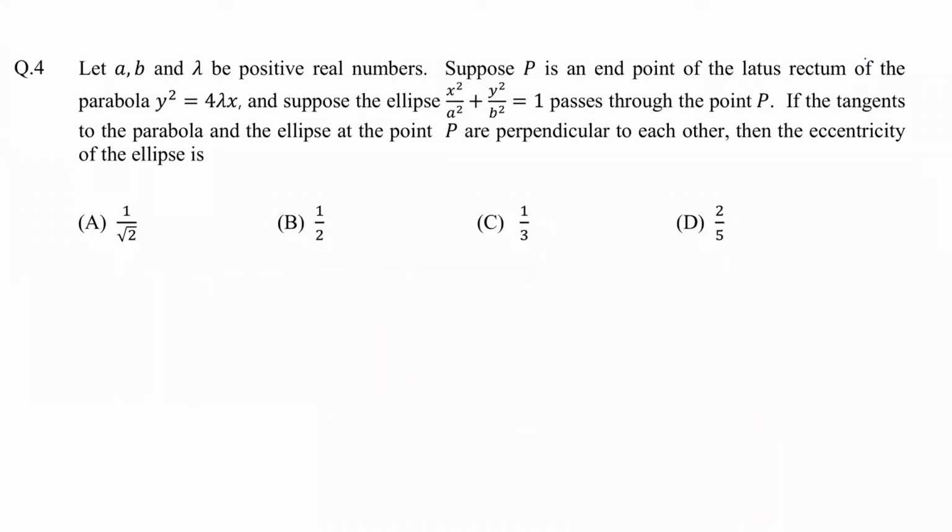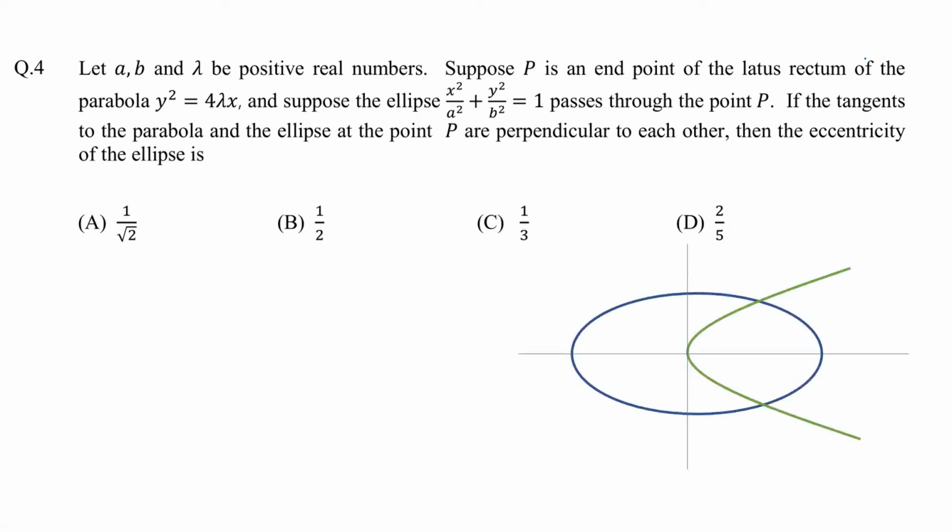Okay, so the question says y square equal to 4 lambda x, and the ellipse x square upon a square plus y square upon b square equal to 1 passes through one end of the LR of the parabola y square equal to 4 lambda x that we have here, and a, b and lambda are some positive numbers that they have given. And after that they are saying if the tangent to the parabola and the ellipse are perpendicular, then we have to find out the eccentricity of the ellipse.